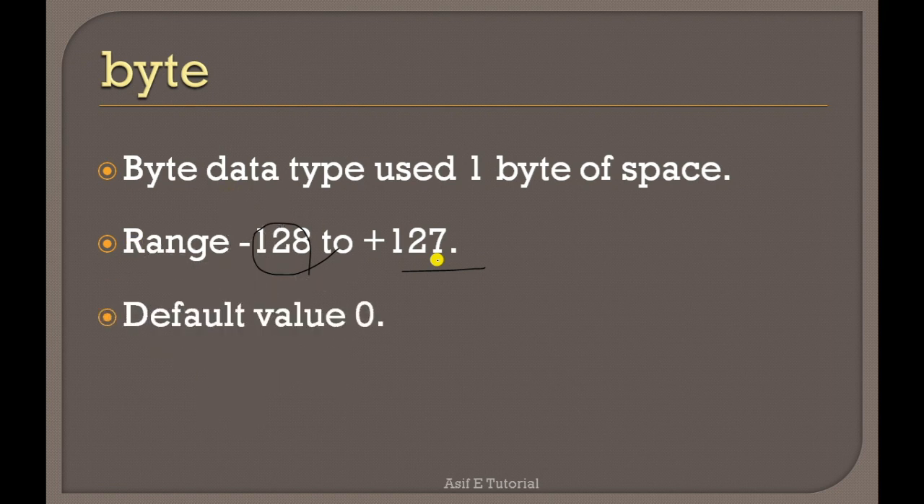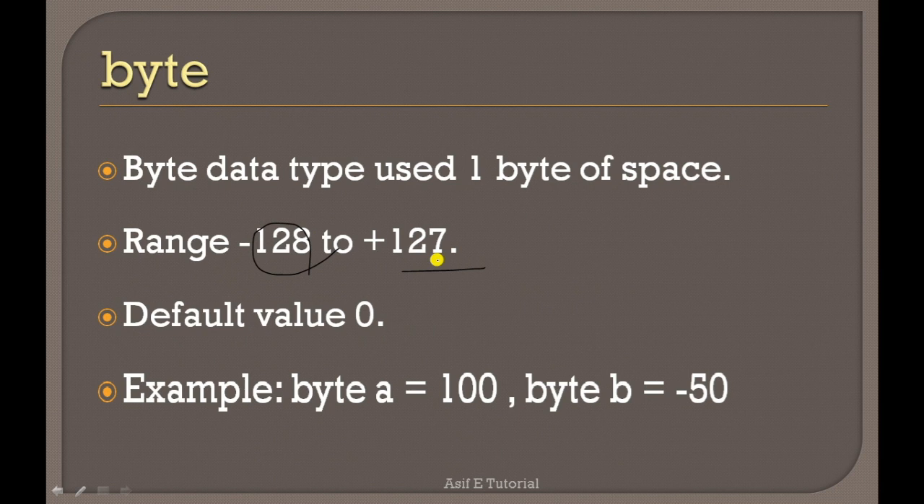The default value is 0, and you can see the example. Byte A is what data type, and we stored 100. And byte B, we stored -50.